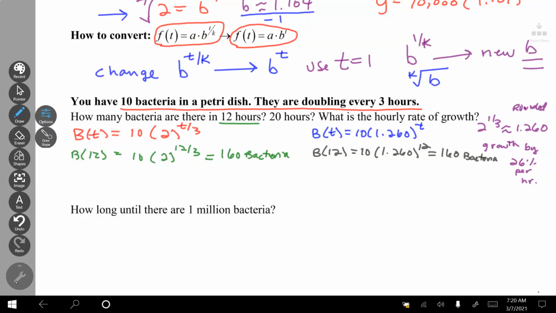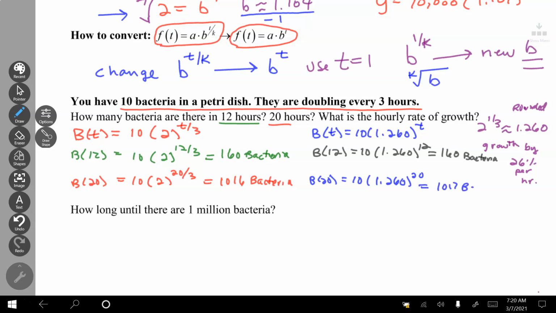We get that when I go to 20 hours, b of 20, I get 10, 2 to the 20th over 3, and I get 1,016 bacteria. And when I do it over here, b of 20 is 10 times 1.260 to the 20th. I get 1,017 bacteria when I go to my calculator and round it off.